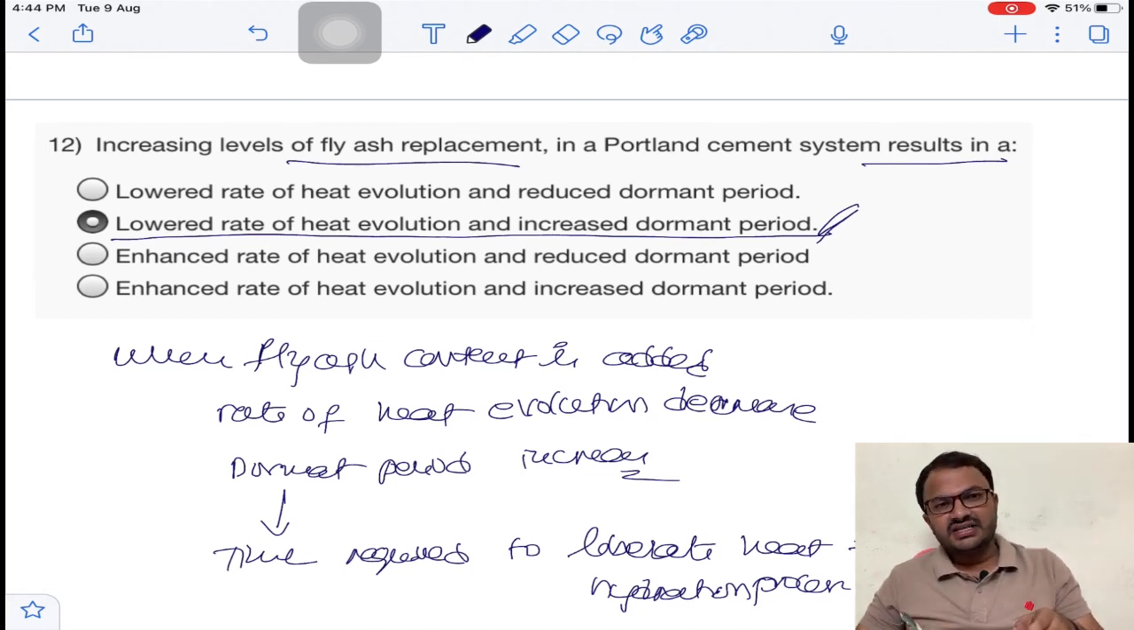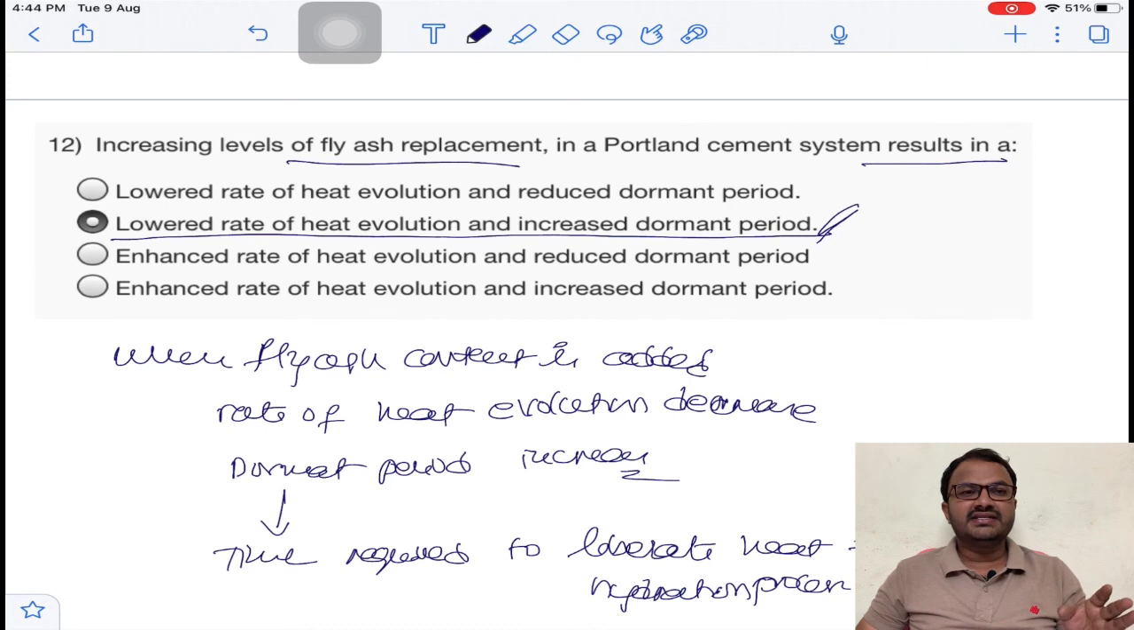For example, in ordinary Portland cement, within 3 days 50% of the heat will be evolved. But if we have replaced some amount of cement with fly ash, it will not completely release its heat within 3 days. It will take 7 to 10 days. In the earlier case, for 50% heat evolution, the dormant period is only 3 days. But now, after replacing some cement with fly ash, the dormant period became more than 3 days, approximately 7 to 10 days. It depends upon the amount of fly ash replaced. I hope you got the meaning of dormant period. So for question number 12, the answer is C.